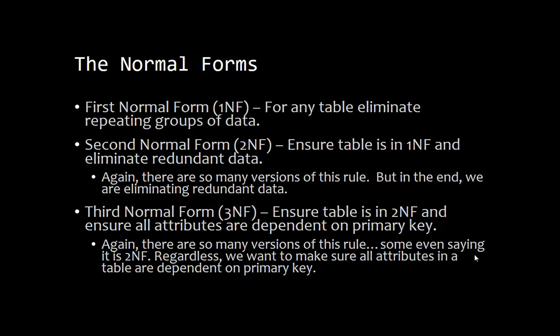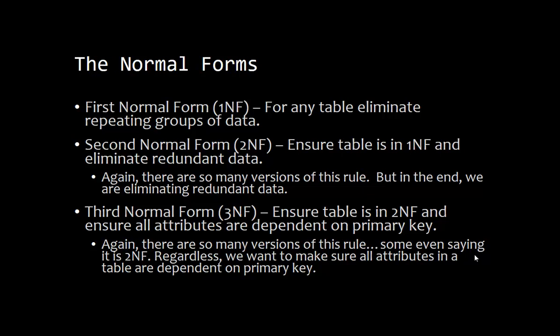Second normal form: ensure a table is in first normal form. You have to do these in order. So second normal form says ensure a table is in first normal form and eliminate redundant data. Again, there are many versions of this rule, and you'll read it a lot differently. But what it comes down to is we're eliminating redundant data. Let me say it again. We want to make sure we can modify one thing, and that's all we need to modify to reflect that change all the way through our database. So with that, we want to eliminate redundant data.